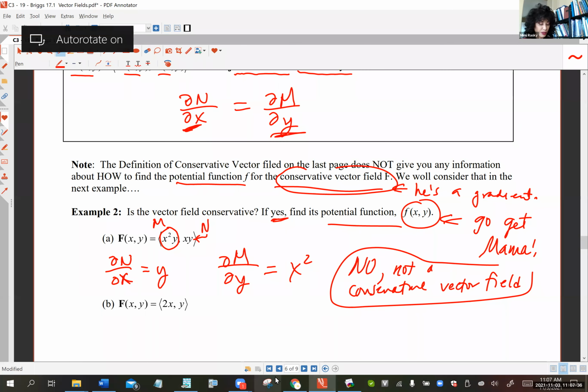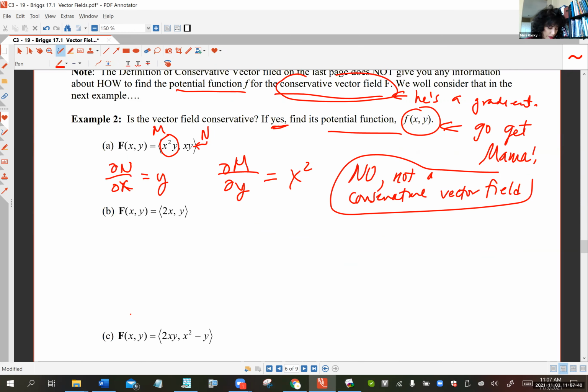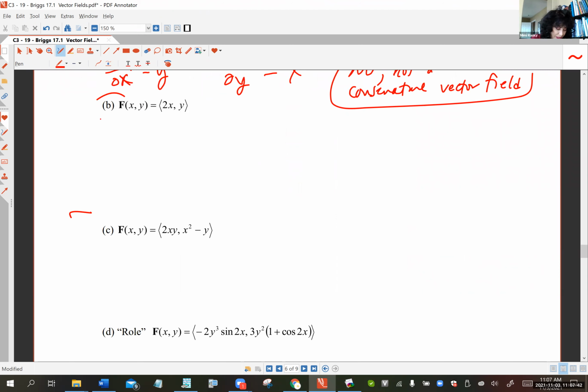Okay, how about the letter B? Is that guy conservative? Because if he is, then we can go get mama. All righty. Now remember, this is the same vector field that I just graphed. So we already know the answer. He is a conservative vector field, but let's just show it analytically though. So remember, the first component is understood to be M and the second component is understood to be N. Please don't make these look backwards.